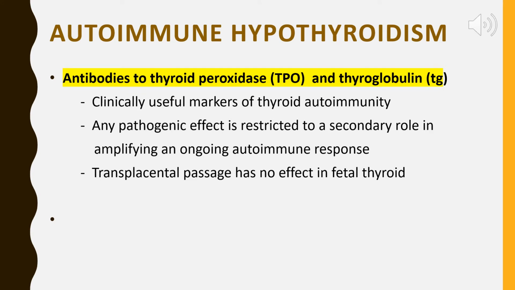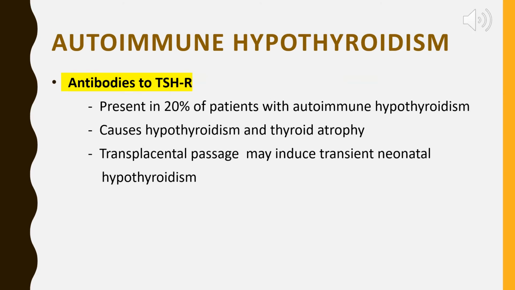Antibodies to TPO and thyroglobulin are clinically useful markers of thyroid autoimmunity, but any pathogenic effect is restricted to a secondary role in amplifying an ongoing autoimmune response, and transplacental passage of thyroglobulin or TPO antibodies has no effect on the fetal thyroid. Up to 20% of patients with autoimmune hypothyroidism have antibodies against the TSH receptor. These TSH receptor blocking antibodies cause hypothyroidism and, especially in Asian patients, thyroid atrophy. Transplacental passage may induce transient neonatal hypothyroidism.